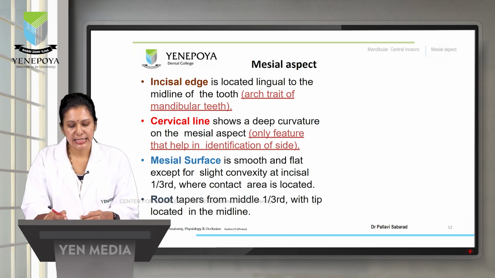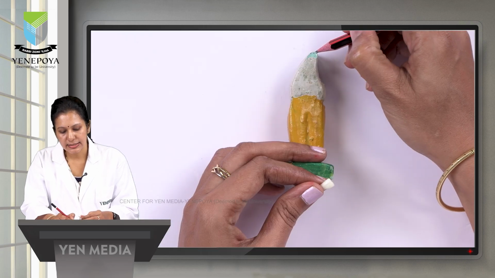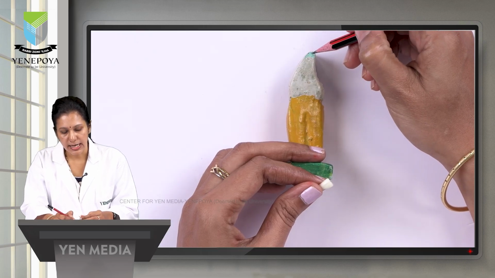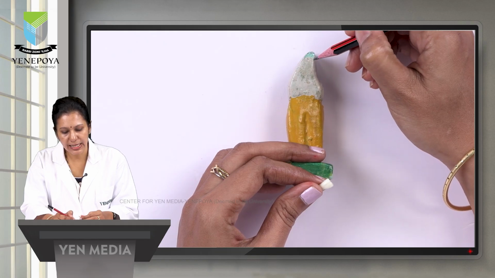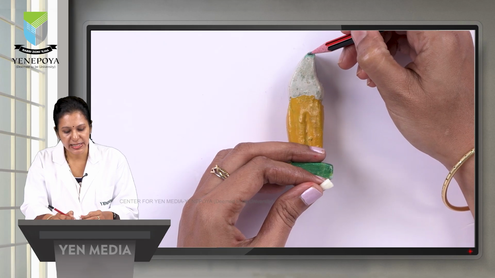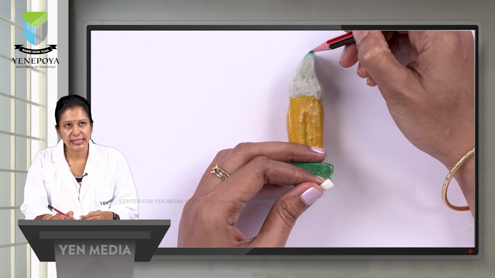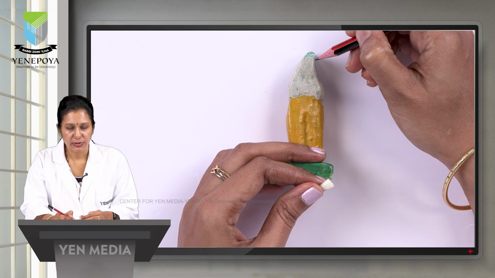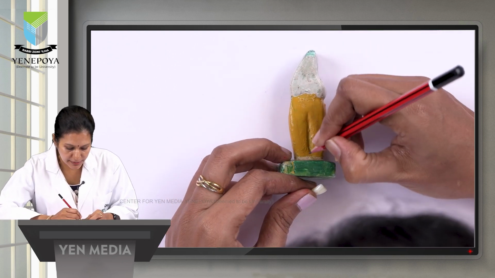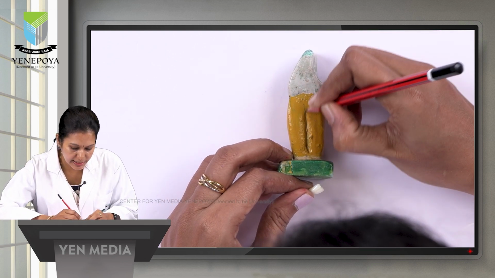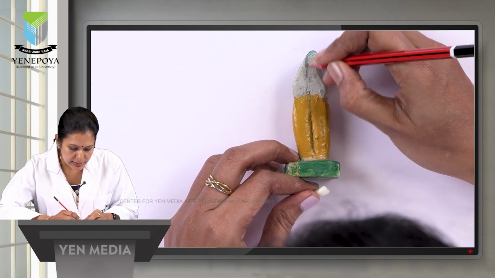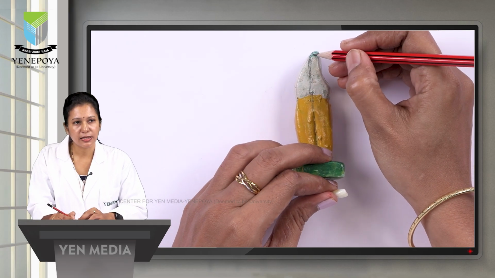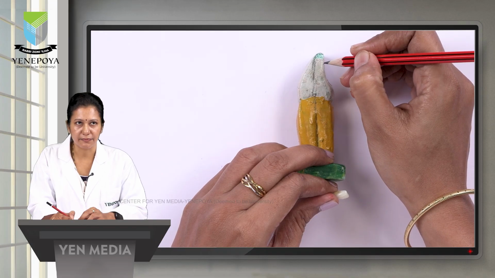Coming to the incisal edge, this is an incisal ridge, and as it joins both the labial and lingual outlines, it makes an incisal edge. So, the incisal edge is located lingually to the midline of the tooth. For example, if we draw an imaginary midline, this incisal edge is located more towards the lingual.